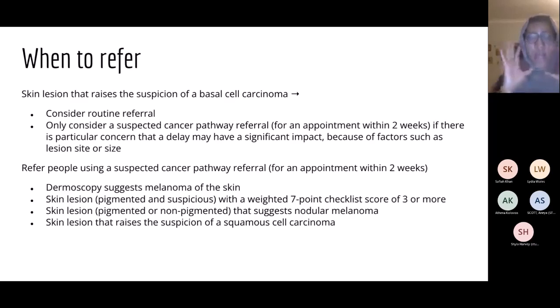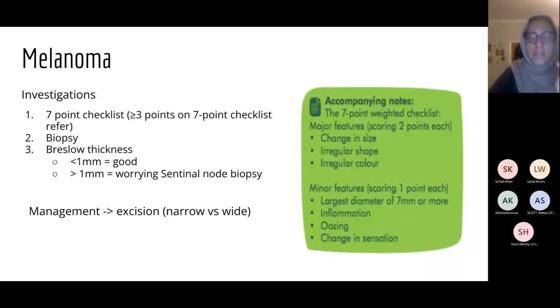And again, just to highlight the when to refer. So basal cell carcinomas, you want to consider routine referrals, and you might want to, again, refer under a 2-week wait pathway if there's anything concerning about that lesion to you. Say if it starts looking like it's changing in its size, or if it's got an irregular color to it. So things that are mentioned under the 7-point checklist.